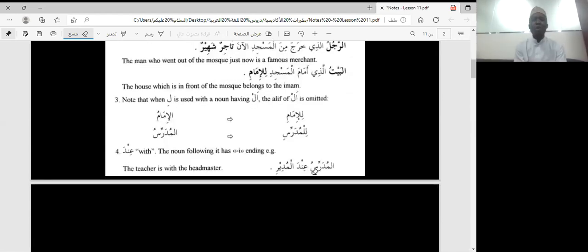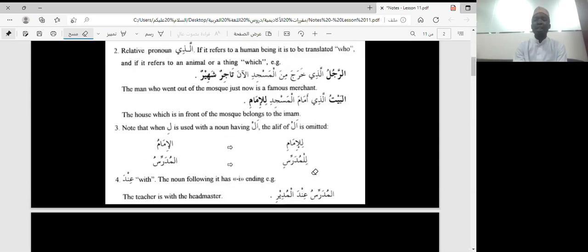Only note that when you see li, lam with kasra, you have learned in the previous lesson that it means something belonging to another thing or another person. So we have li. So that li, when it precedes al-imam, it becomes lil-imam.